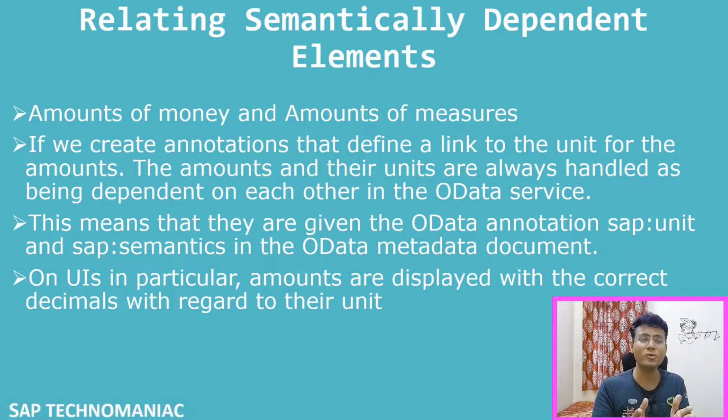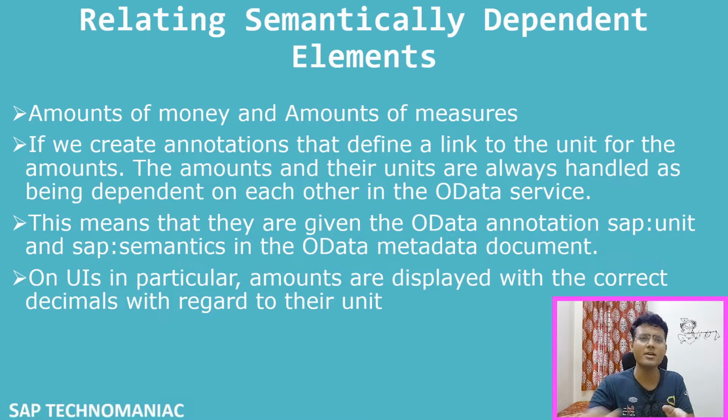Not only displayed together, but also in the appropriate format. For example, one country displays decimals using the dot, in another country they use the comma, depending on the currency. So based on the currency, it will automatically be converted in the front end. That is the advantage of establishing the relationship between the semantically dependent elements.